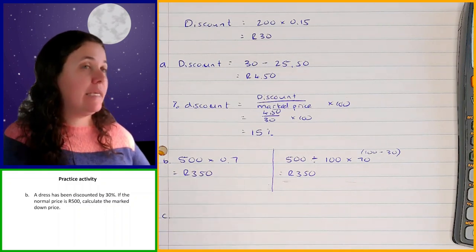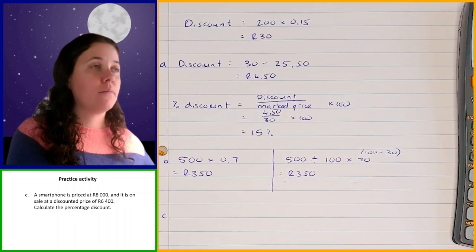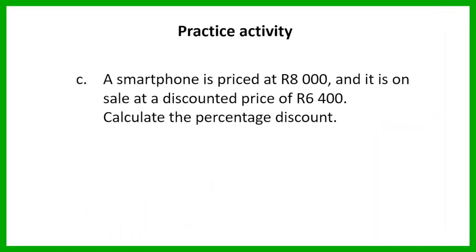Now question C. A smartphone is priced at 8,000 Rand and it is on sale at a discounted price of 6,400 Rand. Calculate the percentage discount. So I'm going to give you 1 minute to work on this.